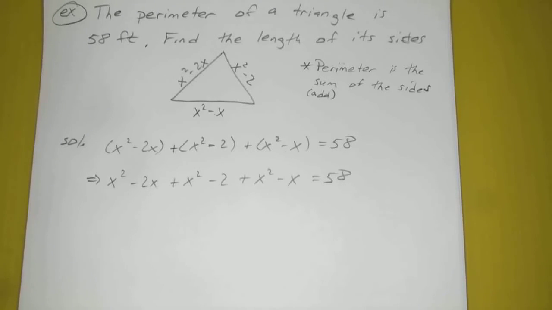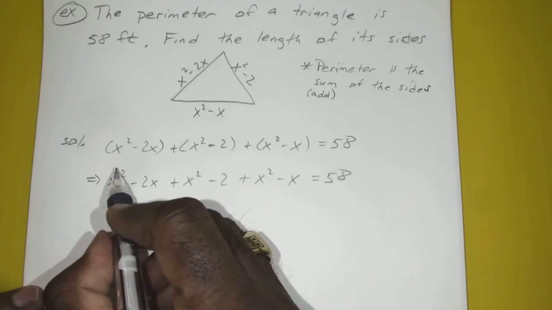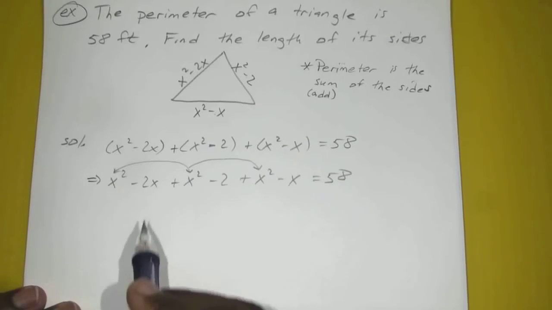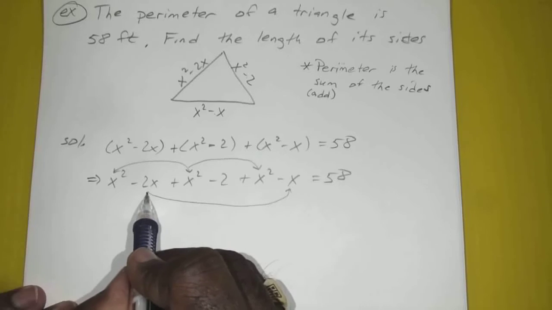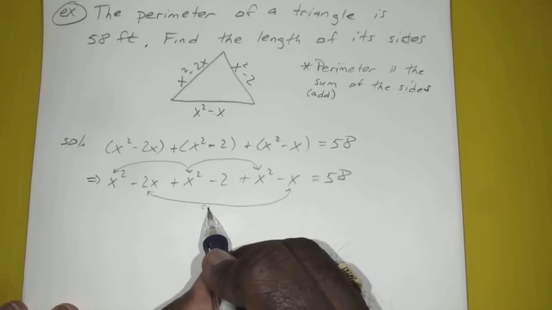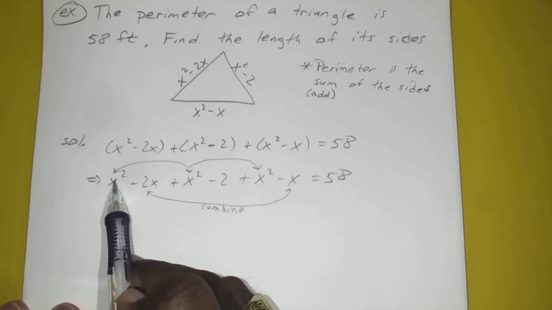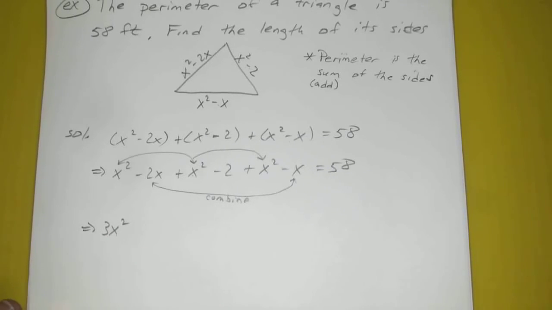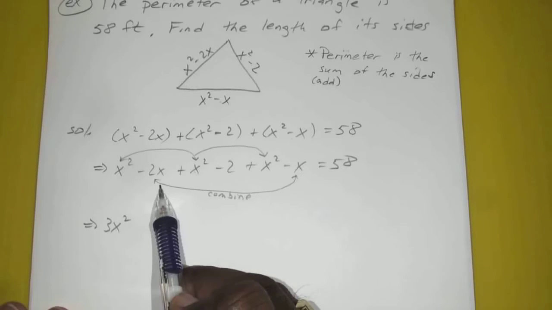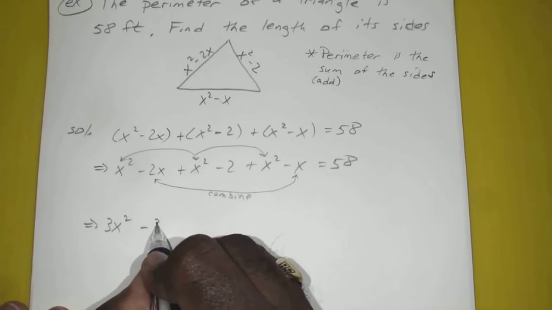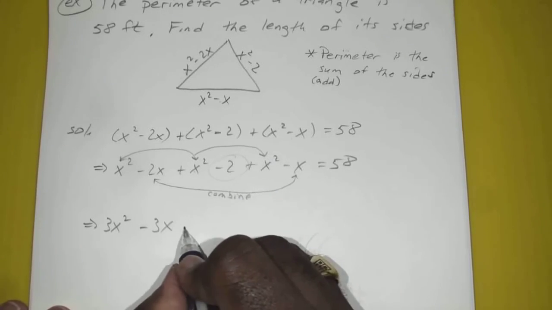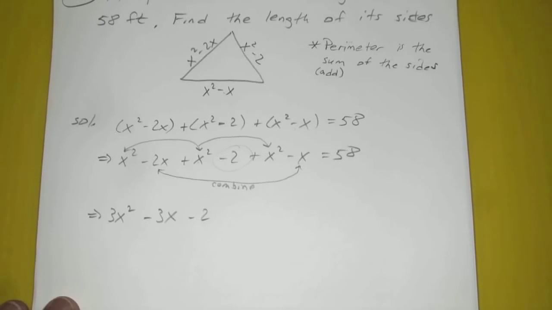Okay. So now the first thing we want to do is combine what we can combine. So you have an x squared, an x squared, and an x squared. You have an x term and an x term. So we can go ahead and combine those. So you have x squared plus x squared plus x squared, which is 3x squared. You have negative 2x minus x, which is minus 3x. And that little old lonely minus 2 just stays minus 2. Equals 58.